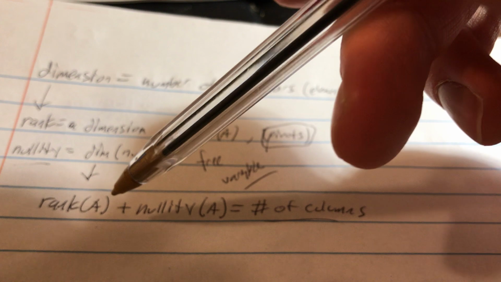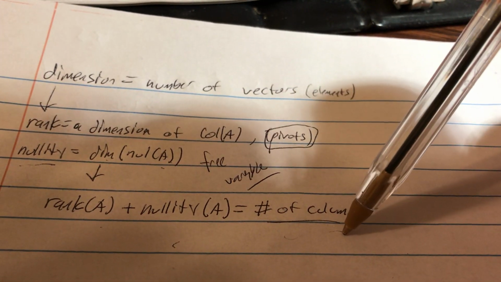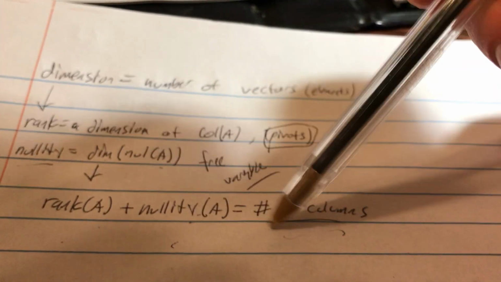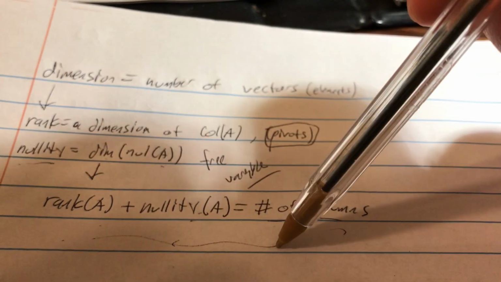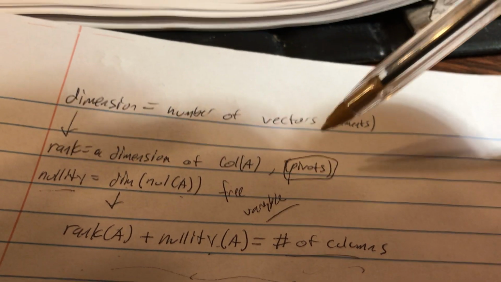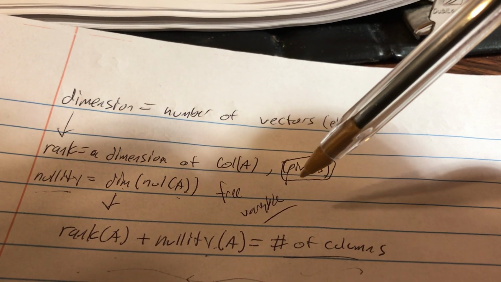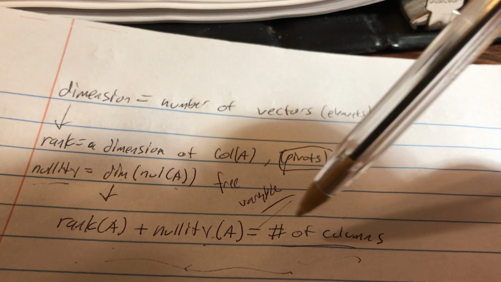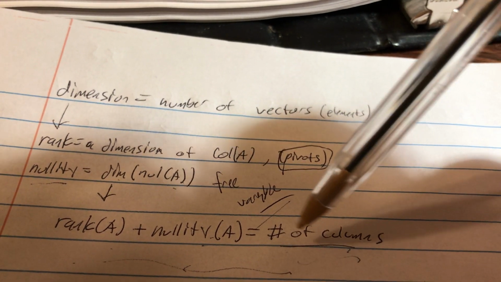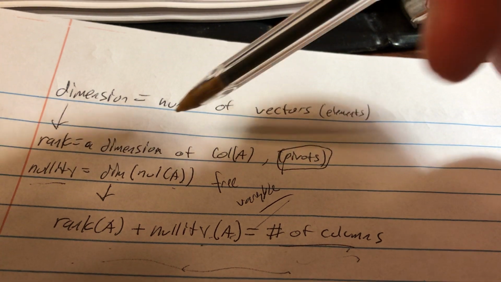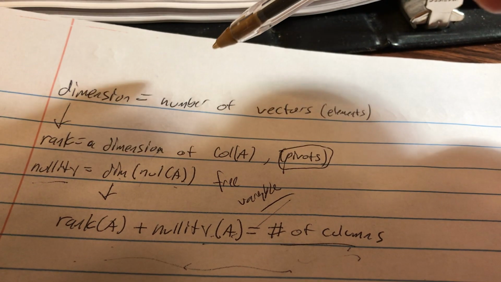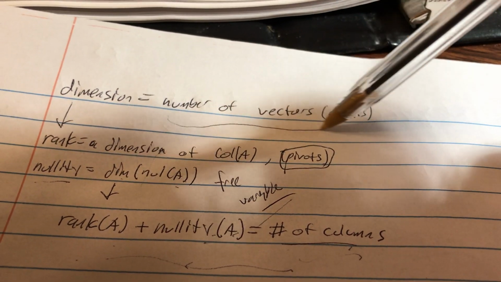Rank plus nullity is equal to the number of columns. So you can find either one of these using this theorem. Rank is the pivots, nullity is the free variables, and the number of columns is equal to nullity plus rank. And those are all dimensions, the number of elements.